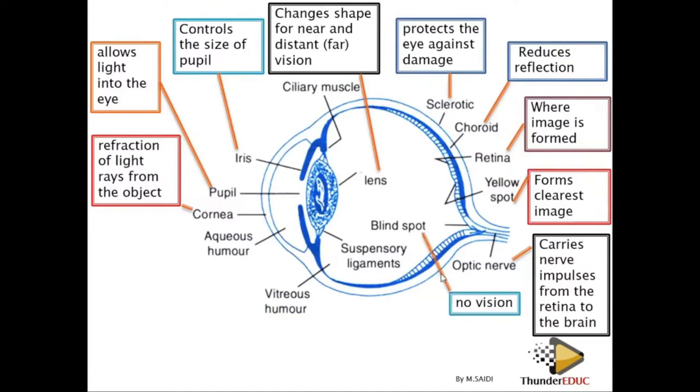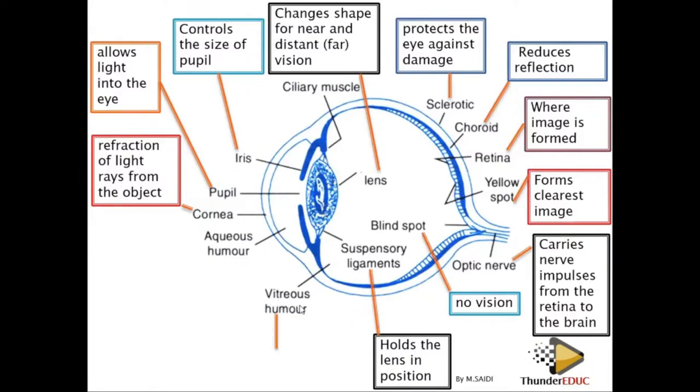Then you have what you call the blind spot. The blind spot has no vision. Why? Because we don't have any cells there which can detect light. So whenever light falls on the blind spot, you won't be able to see. Then you have the suspensory ligaments. This one holds the lens in position. So if this is the lens, you can see that these small threads are holding the lens so that it can stay in position.